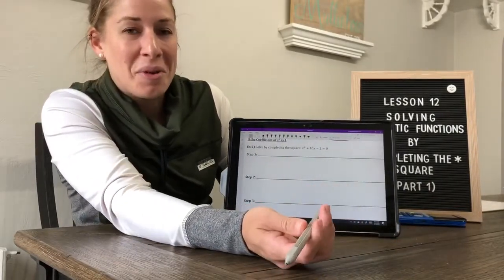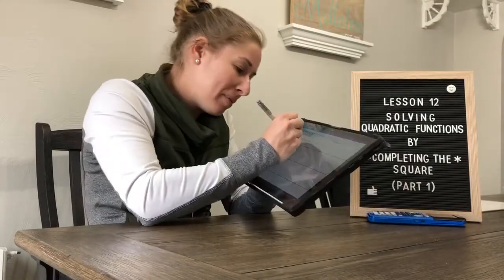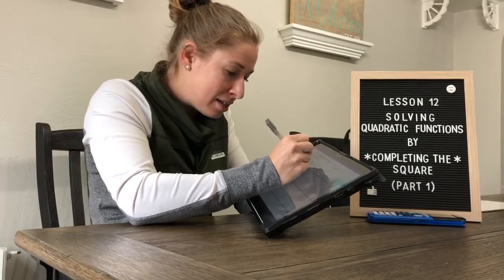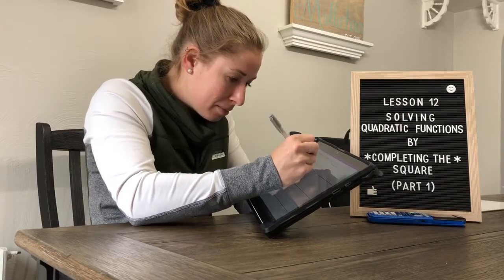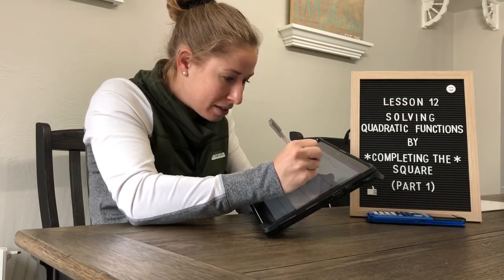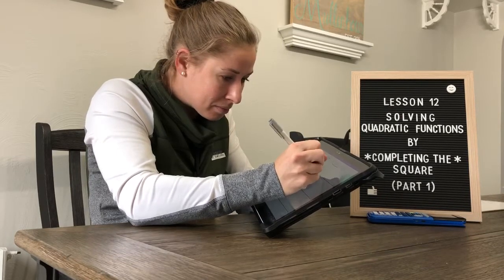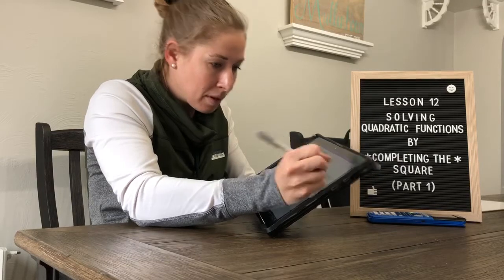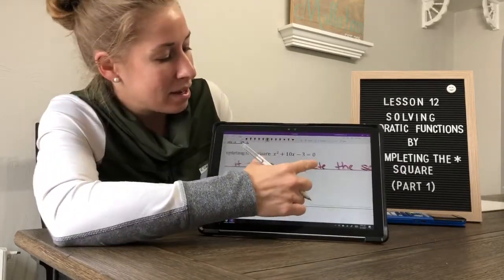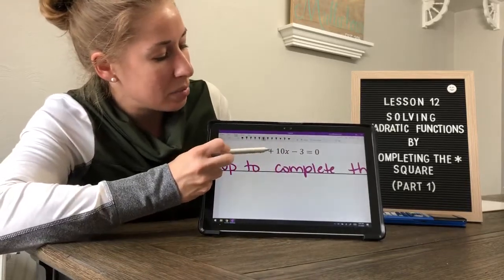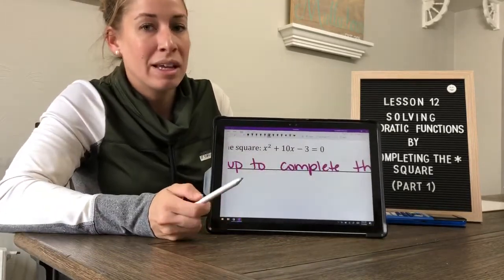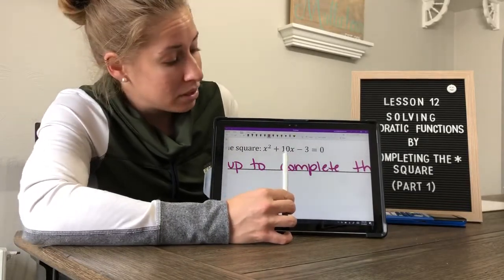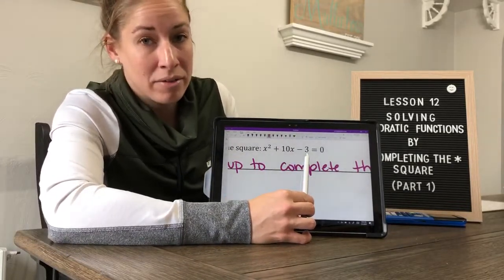Set it up to complete the square. I know that doesn't make sense yet, and these are my own words, not technical. What I mean by that is, if you take a look at x squared plus 10x minus 3 equals 0, your first term is a perfect square. Your last term is not, however.